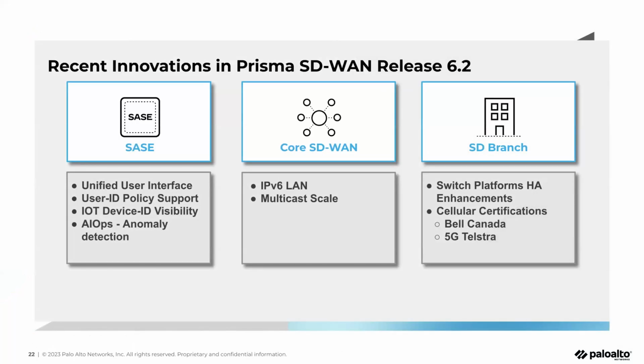All right, so just a high level overview. We look at our product strategy in 3 key buckets. One of those is SASE, one is core SD-WAN, and one is SD-Branch. SASE focuses on things like a common user experience or having common policy elements like user ID and device ID and things like that. Core SD-WAN is around those core SD-WAN technologies that you would expect, routing, all those types of things. And then SD-Branch. These are our hardware platforms and cellular certifications and other things like that.